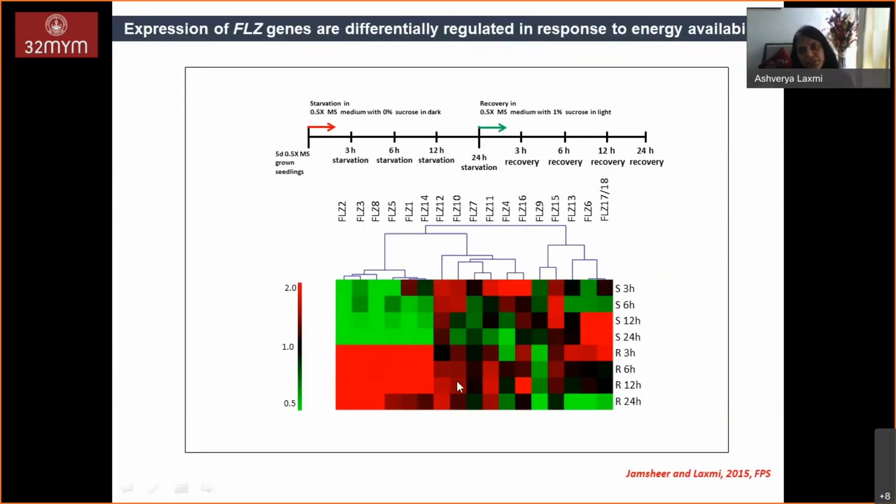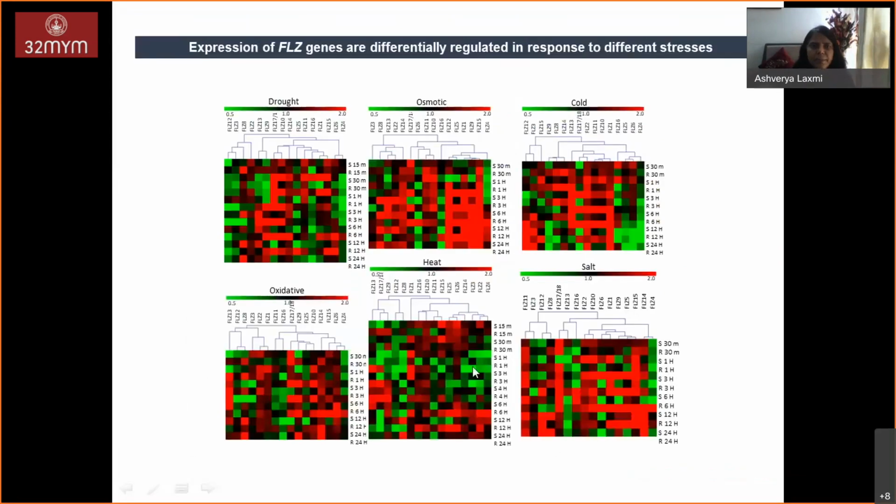We looked at the expression profile of this gene family, and we found it is differentially induced in various glucose as well as energy conditions. Some of the genes are highly induced, while some were downregulated in presence of glucose and energy. Similarly, we saw that the gene family members show variable expression in presence of various stresses such as drought, osmoticum, cold, oxidative, heat, and salt. So their expression profile suggests that they might play a very prominent role in growth and development and stress responses.